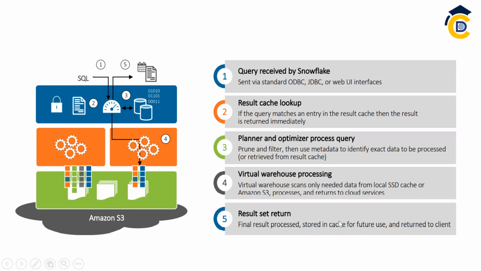So whatever query, whether it is a joining of 3-4 tables, it's a single table query, whatever it is, the result will be processed. It will be stored in cache for future use, and it will be returned to the client also. So client is nothing but, go back to number 1 here. The place from where you submitted the query will be your client, basically. So there it will be returned. Those results will be returned to you. So this is an overall query life cycle. This is how it looks.